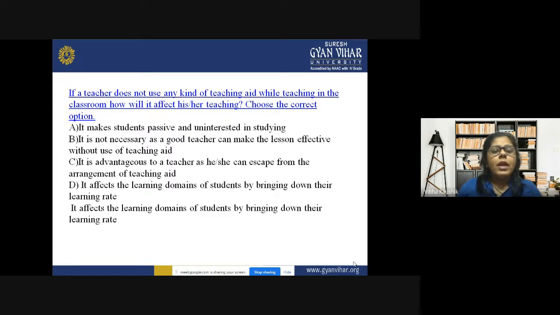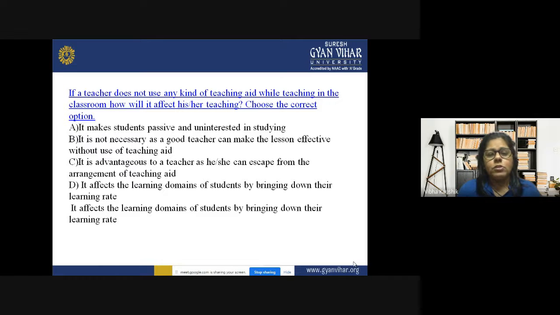Now the options are: A, it makes students passive and uninterested in studying. Now the students will not actively participate in the teaching-learning process and they are not interested in what is going on. First thing, B, it is not necessary as a good teacher can make the lesson effective without the use of teaching aids. Meaning if you consider yourself a good teacher, then make the lesson plan effective with the use of teaching aids. It is necessary that you use the teaching aid while teaching the lesson plans to the learner.